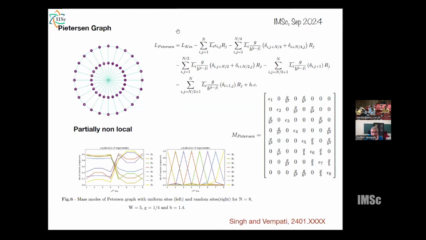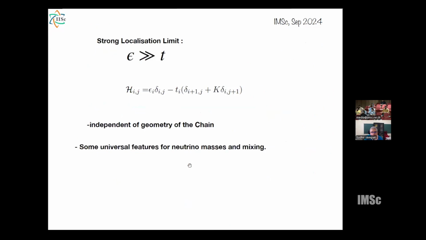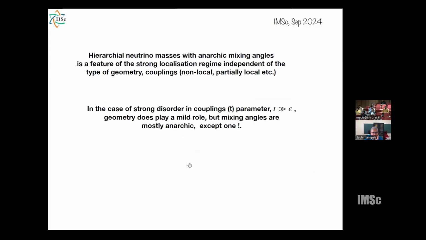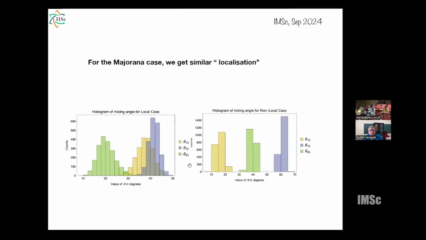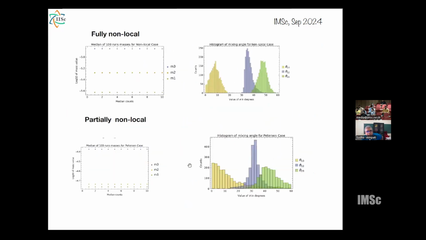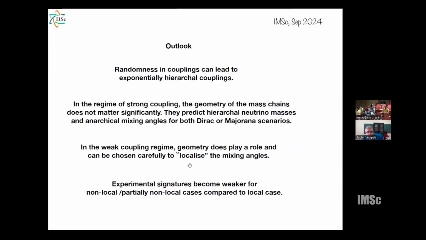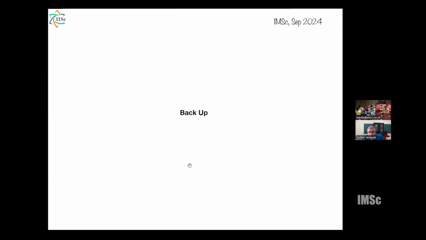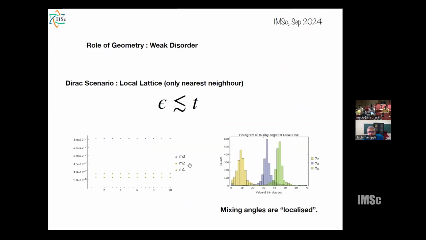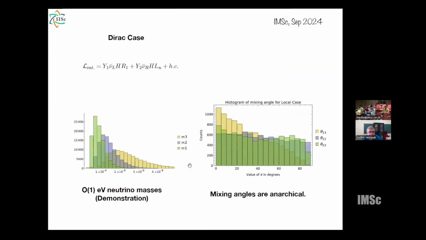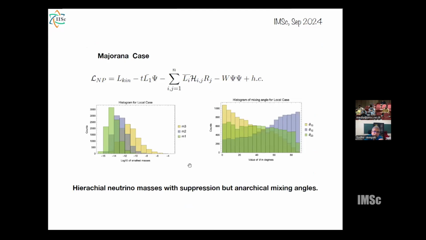What is the role of psi? No, psi I introduced only for the Majorana case. Psi is L and R as long as we are talking about Dirac cases. Maybe it will be helpful if I go back and show the Dirac case. Right. In the Dirac case, there is no psi. Ah, I see. Okay. In the Majorana case, there is a psi, which is a new fermion I introduced.